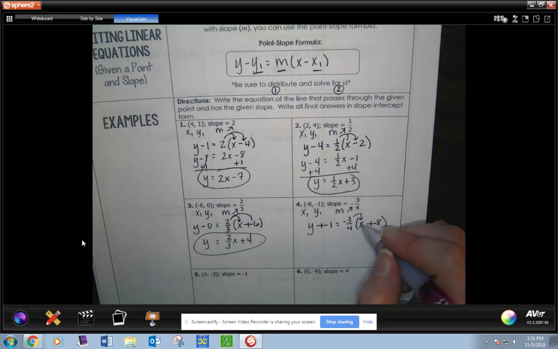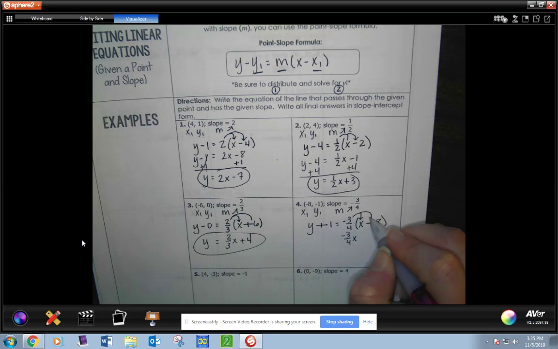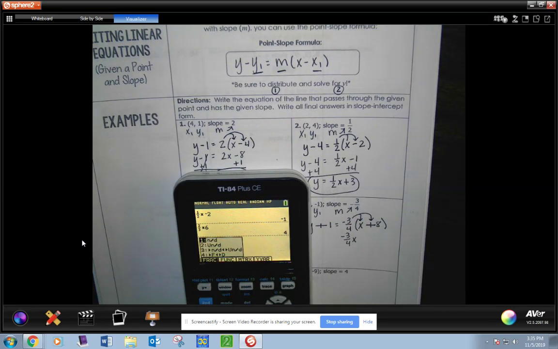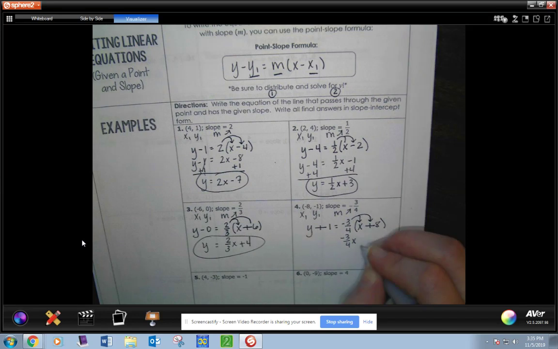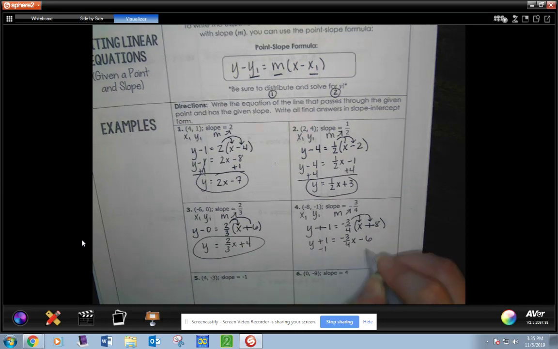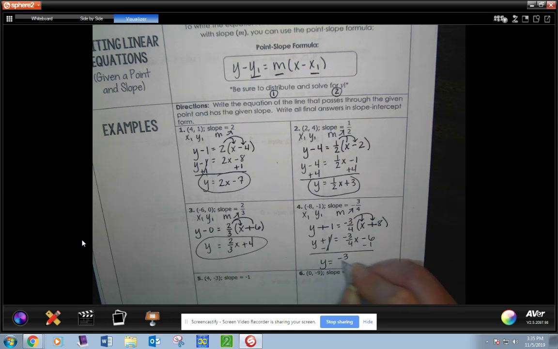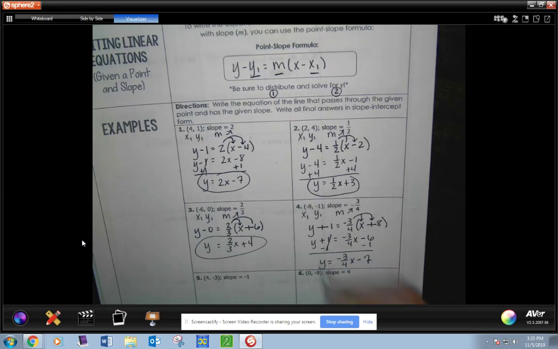Negative 3 over 4 times x is negative 3/4 x. And then negative 3/4 times 8. So when I type it in the calculator, negative 3/4 times 8 is negative 6. I bring down the y plus 1 equals. To get y by itself, I just need to subtract 1. A positive 1 and a negative 1 cancel to give me y equals. I keep the negative 3/4 x, and a negative 6 and a negative 1 make negative 7.